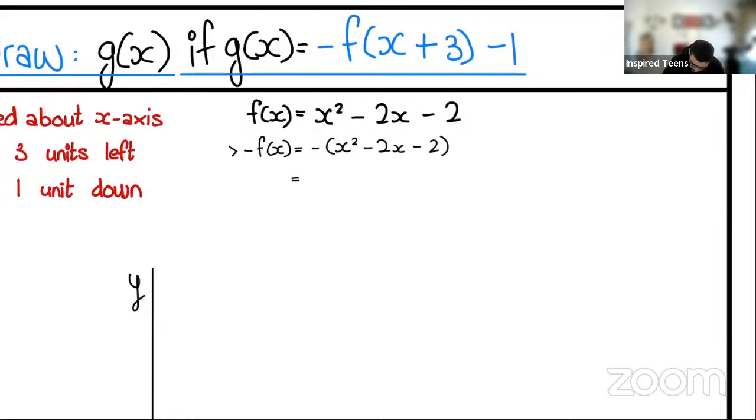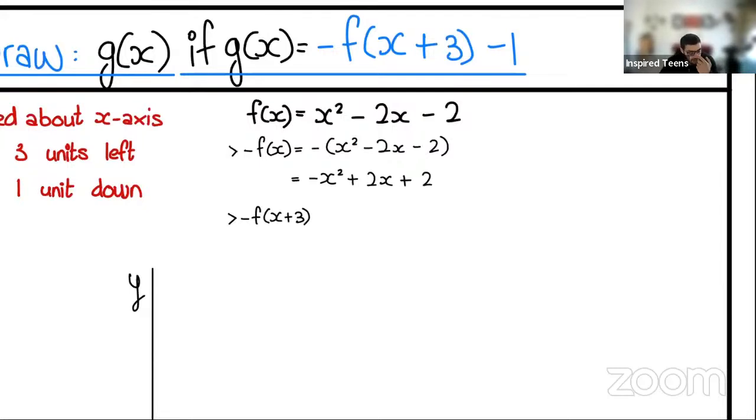So I multiply it out. I get negative x squared plus 2x plus 2. So that's my new equation after I've said negative f of x. The next thing I'm going to do, so we've done negative f of x, I'm going to label this negative f of x plus 3. But obviously, the main change is x plus 3.